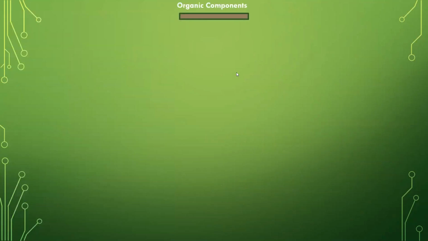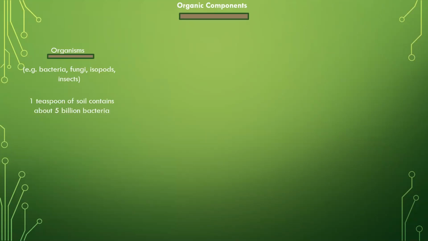And so when we're looking at organic components, we have organisms, obviously. So you have fungi, isopods, insects, all of those little microbiotes, those prokaryotes that are sitting in there. So for instance, 1 teaspoon of soil contains about 5 billion bacteria.